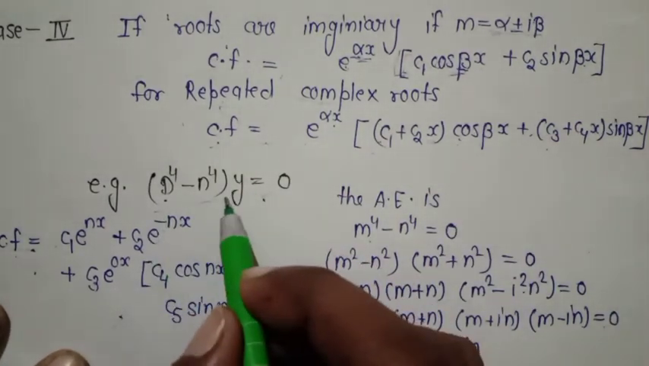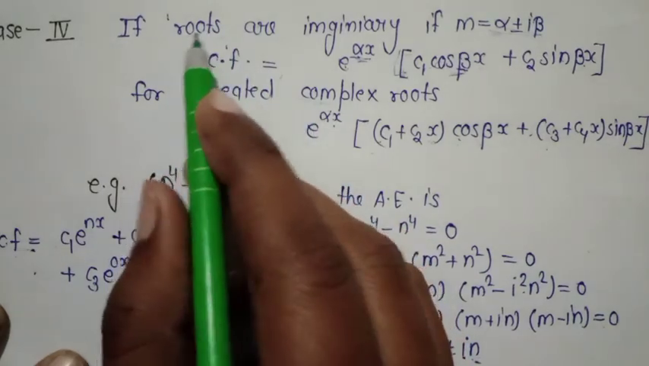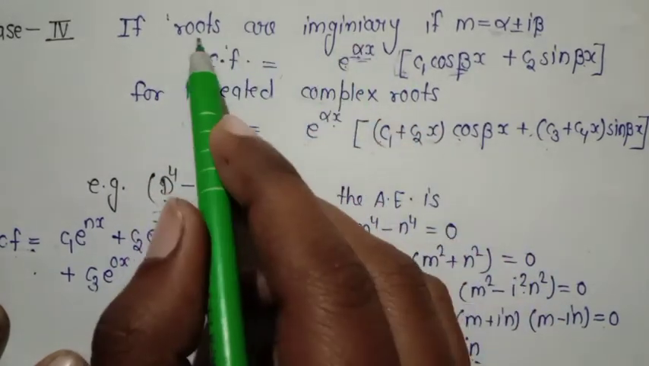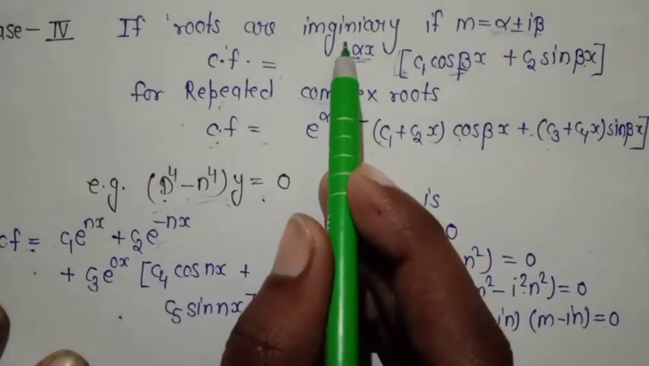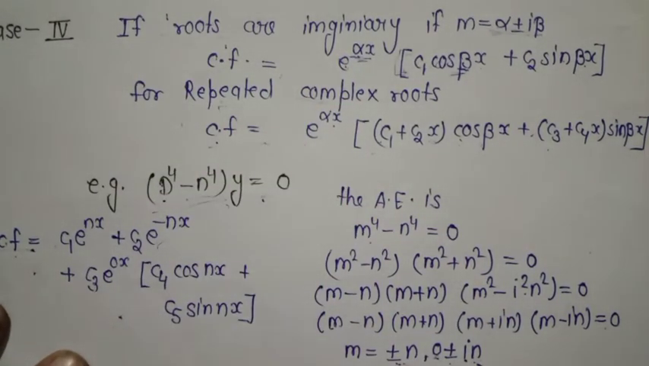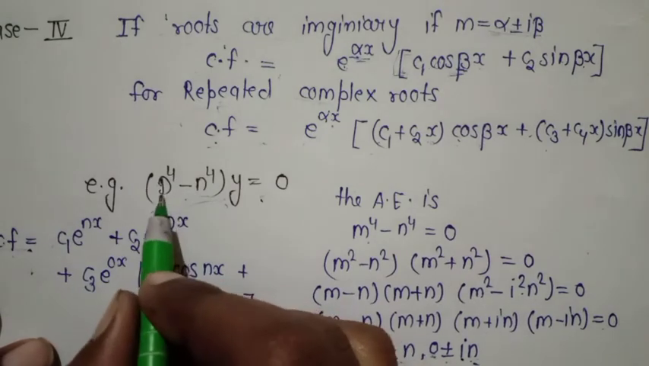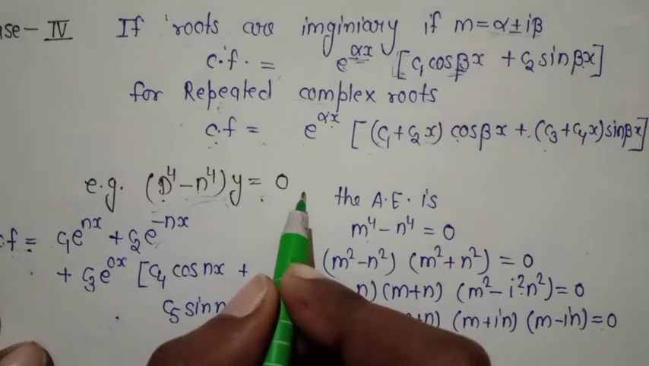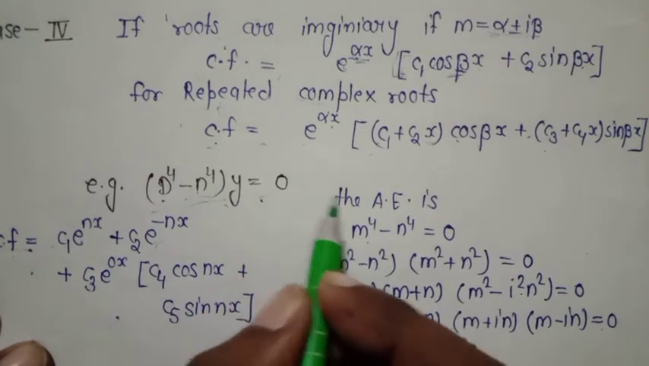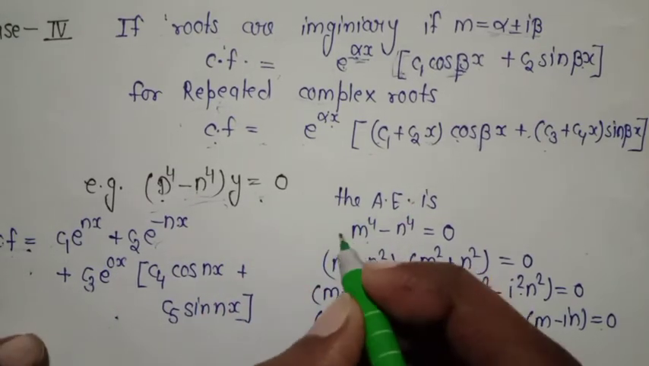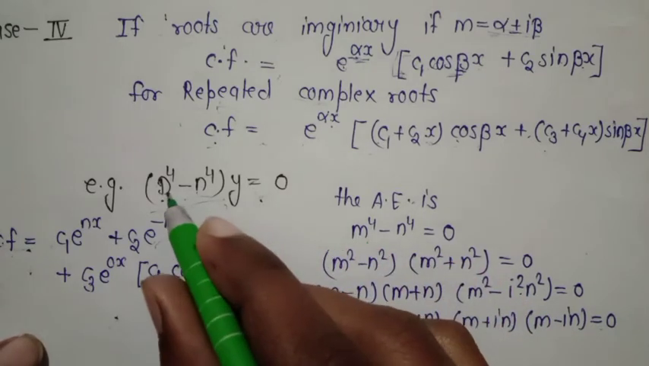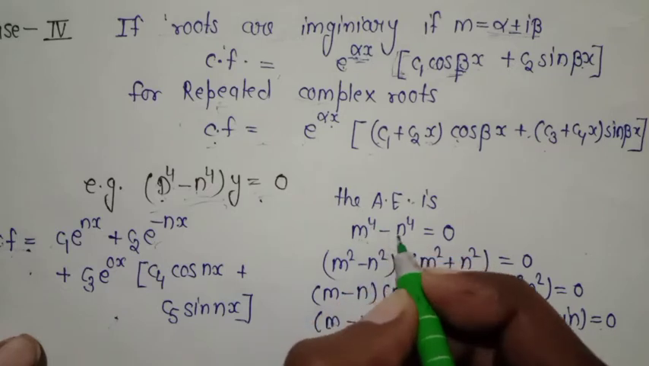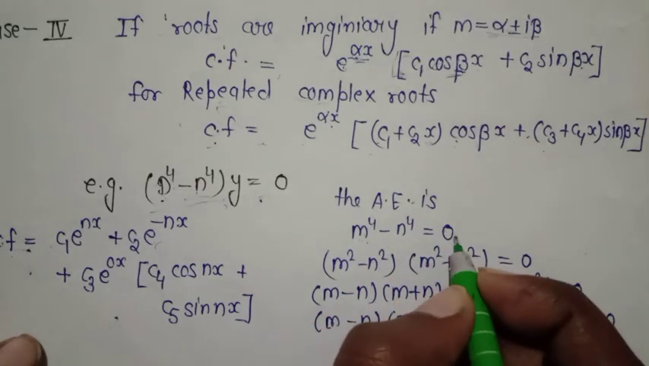So I am going to take one example for the equation when roots are imaginary. So this is the example for this case. Okay. So our differential equation is D raised to power 4 minus n raised to power 4 into y is equal to 0. So firstly we write the auxiliary equation for this differential equation. So our auxiliary equation is, we will put D is equal to m. In that case it becomes m raised to power 4 minus n raised to power 4 is equal to 0.